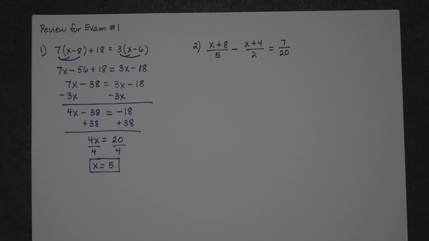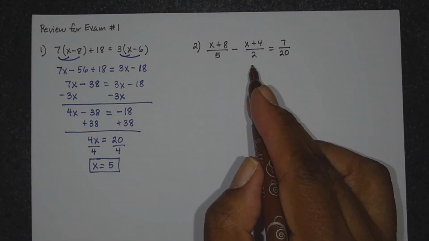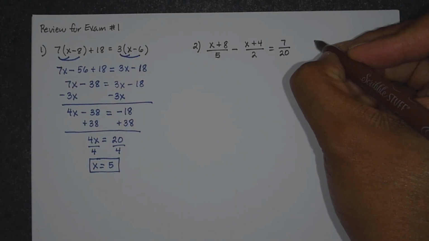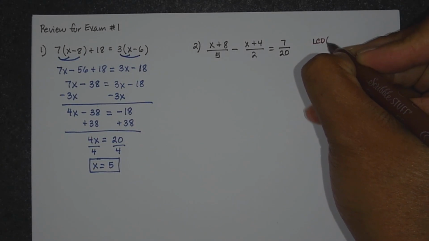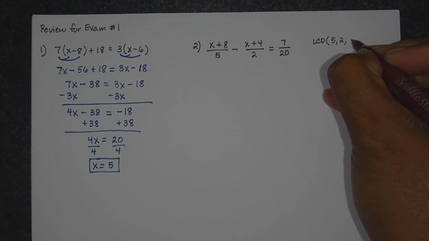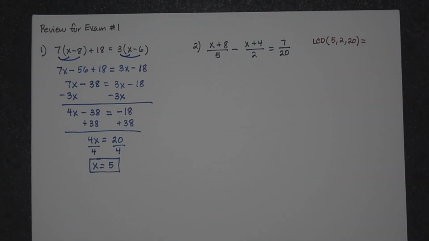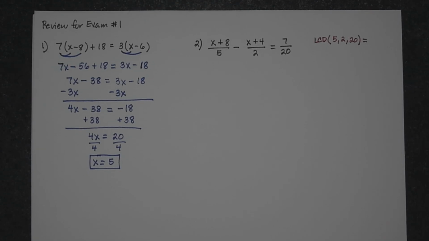So here we have an equation that has fractions in it, with numerical terms in the denominator. That means we need to identify the least common denominator of those numbers in the denominator. Here we've got a 5 and a 2 and a 20. So we need the LCD, or the least common denominator, for 5 and 2 and 20. Now keep in mind the least common denominator is going to be the smallest number that's divisible by 5 and by 2 and by 20.